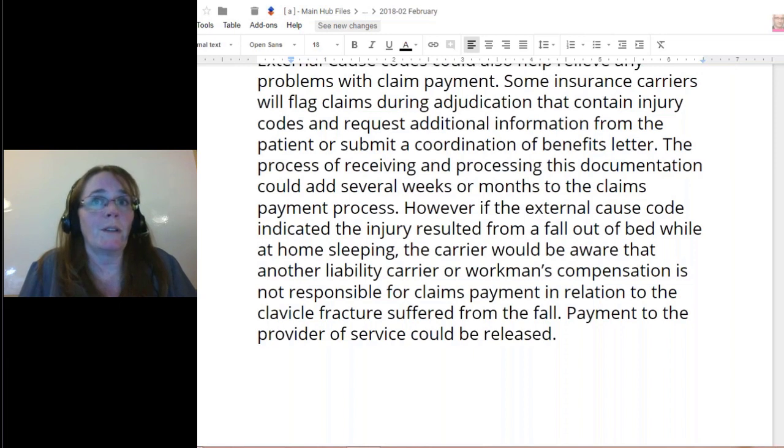But if you had the external cause code included on your claim, that tells the story of what incident happened that resulted in an injury, such as you fell out of bed while at home sleeping. So the carrier is aware that it was truly an accident and that another liability carrier or workman's compensation is not responsible to pay the claims in relation to your clavicle fracture that you suffered when you fell out of bed. So having those codes on the claim form can be very beneficial in the end. It helps to establish a quicker payment from the insurance carrier.